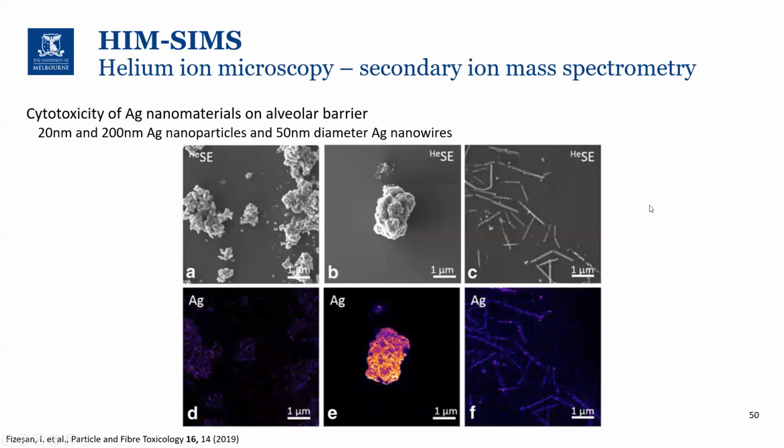So it's good then for looking at things like nanoparticles and nanowires. These are silver nanoparticles and nanowires investigated for cytotoxicity within the lung air-liquid barrier. So these are the nanoparticles here, 20 nanometer, 200 nanometer, and these are the nanowires. And this is the SIMS signal from silver on a helium ion microscope with the SIMS attachment, and you can see the signal being detected. So you can identify that these nanowires are indeed silver.